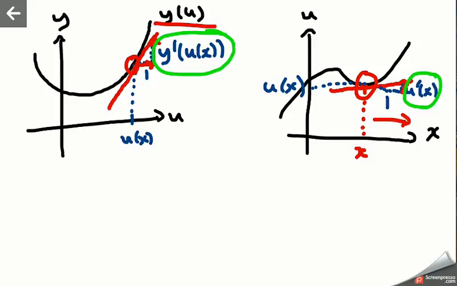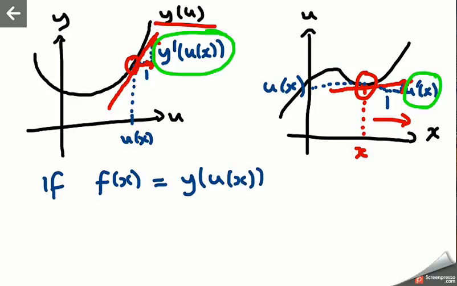And therefore, if f of x is equal to y of u of x, remember f and y don't have to be the same functions. The output of f is still measured on this axis here, but they're almost always different functions, because y is defined as the function of the variable u. So don't always assume that they're the same function. Anyway, if f of x is equal to y of u of x, then we must have f prime of x is equal to this guy here times this guy here.